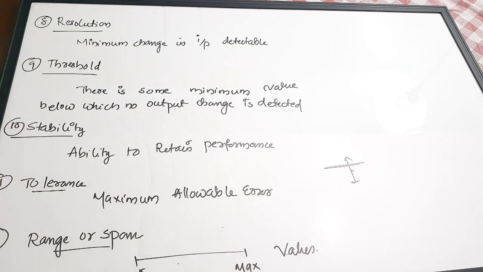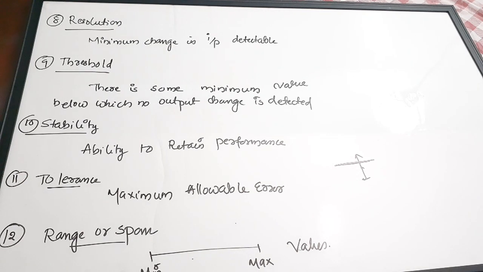Then tolerance, which is the 11th one, is the maximum allowable error. So just like in resistance, there are tolerance values, right? So the maximum allowable error in the instrument is called tolerance, which is the 11th characteristic.